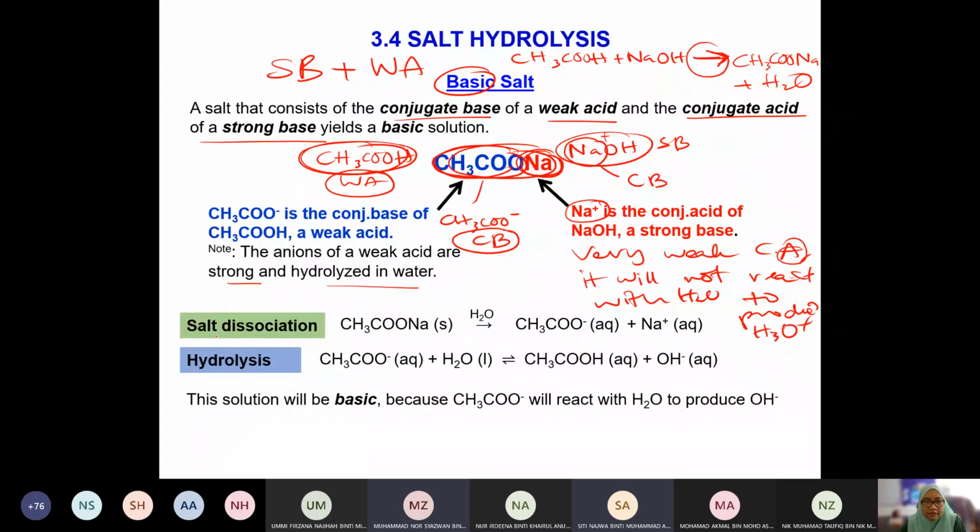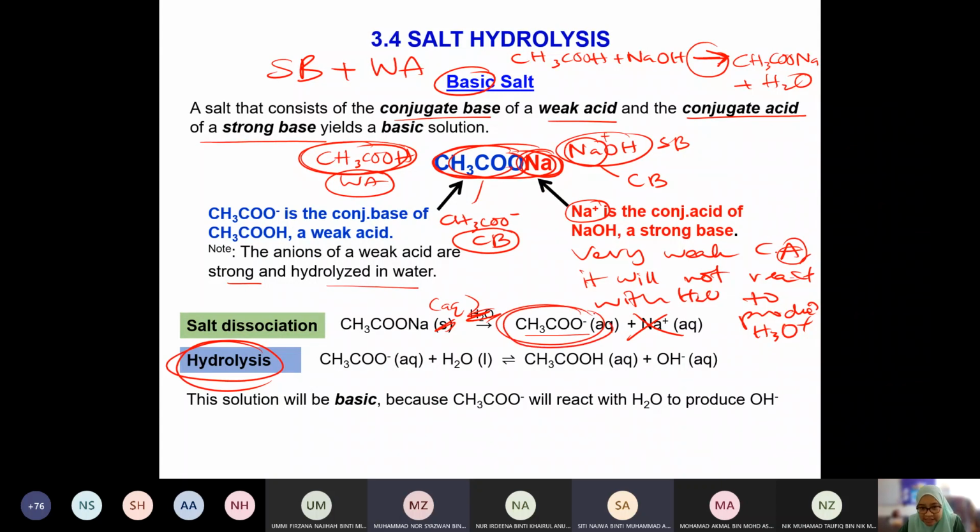So you have to have this equation, salt dissociation, equals. This needs to be dissociated into its ions, CH3COO minus and Na plus. Which of these two will undergo hydrolysis, will react with water? This one will not be reacting with water because it is very weak. So this one will undergo hydrolysis with water.